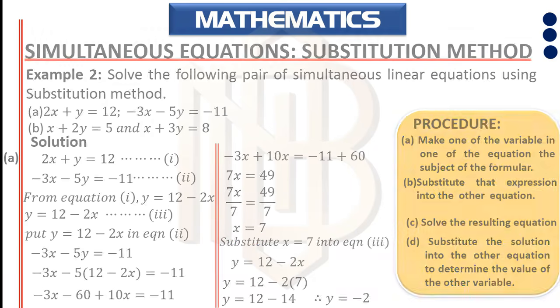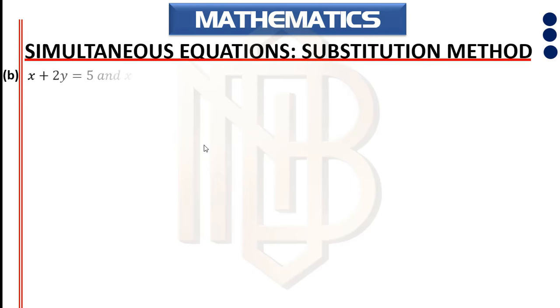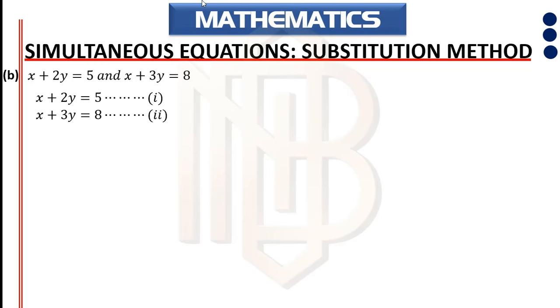Okay, so now let's take a look at the second question. We have x plus 2y equals 5 and x plus 3y equals 8. Of course, that's our equation 1 and we have our equation 2 as stated.